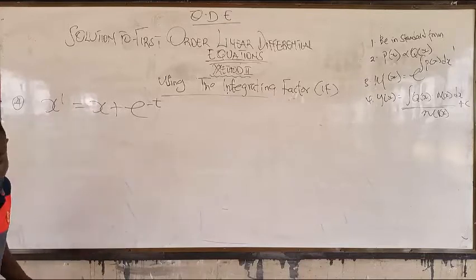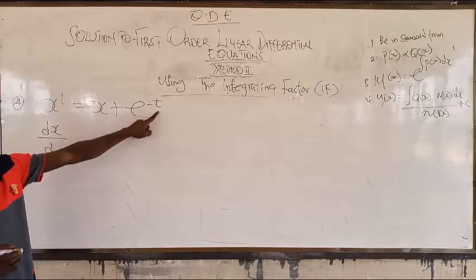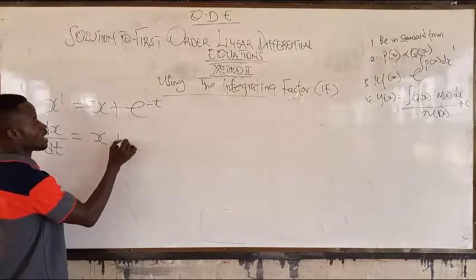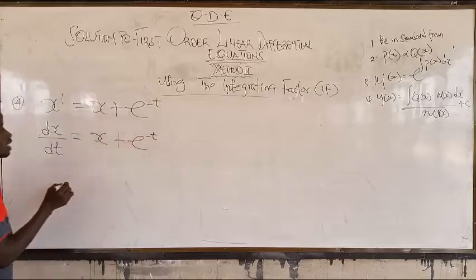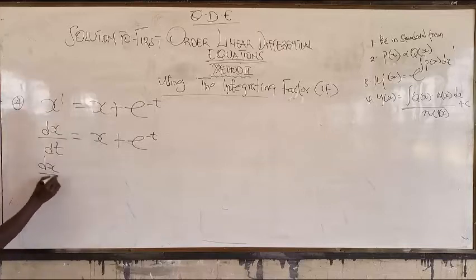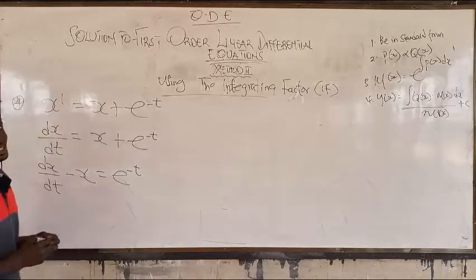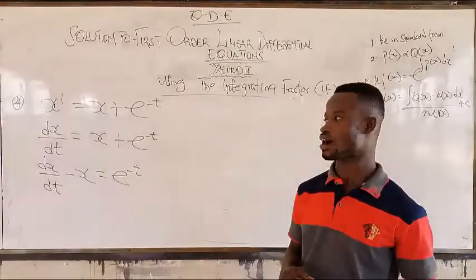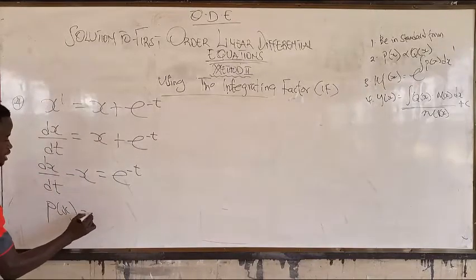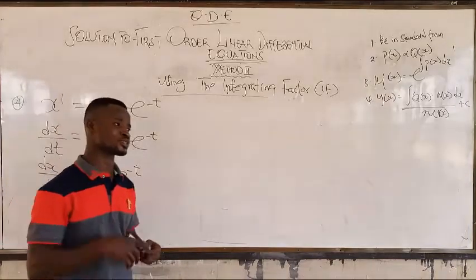What is the problem? The ds over dt is in terms of what? T, not y. The s prime, which is equal to s plus e raised to the power negative t, and the function is x. So we need to bring it to this side, to be equal to this. Since we are in the standard form, we now identify our p of t and our q of t. So here, the p of t will become negative, you can tell me.